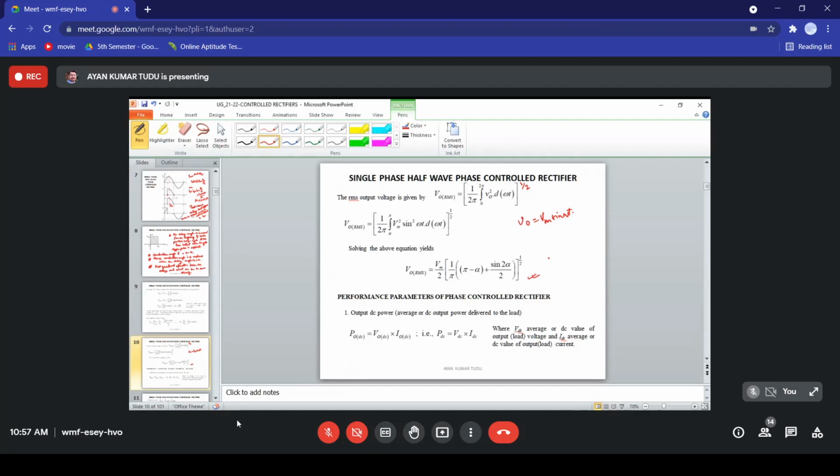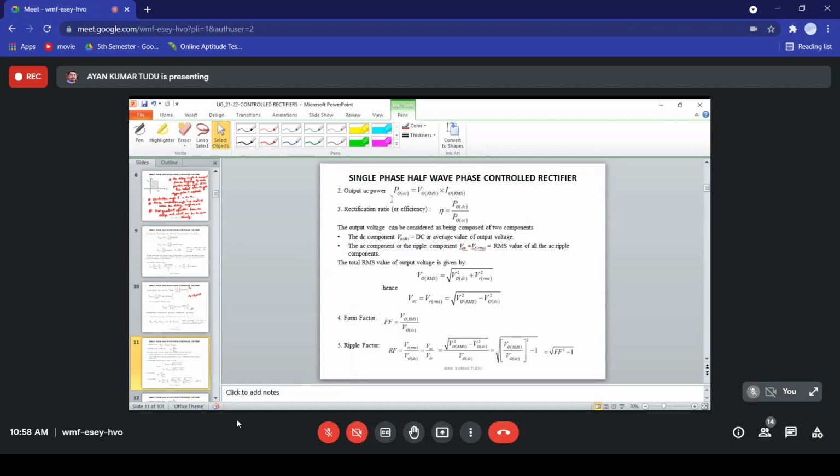So what are the other performance parameters then? Obviously we have to find out the output DC power. The equation is given as P0 DC equal to V0 DC into I DC, where VDC is the average or DC value of the output voltage and IDC is the average or DC value of the output load current. Then we have to find out our output AC power also. Output AC power P0 AC equal to V0 RMS into I0 RMS.